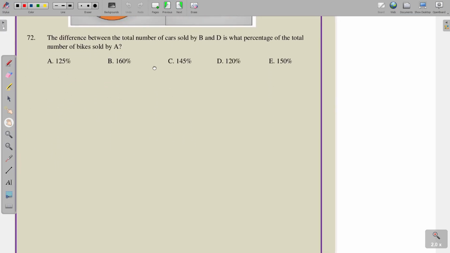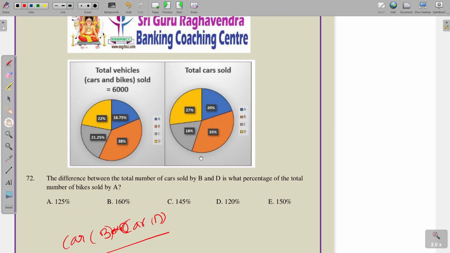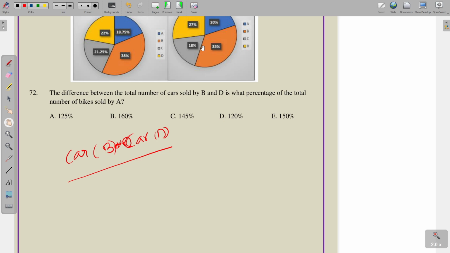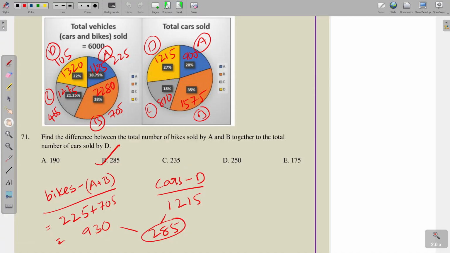This is the 72 question. The difference between the total number of cars sold by B and D. Cars sold by B and cars sold by D. Difference between B and D. Cars sold by B is 705 and cars sold by D 105. First cut this.